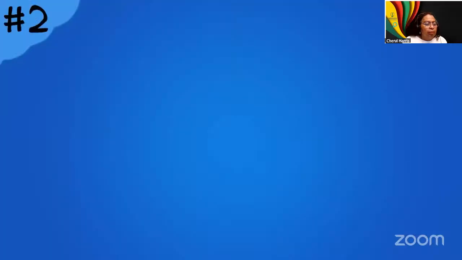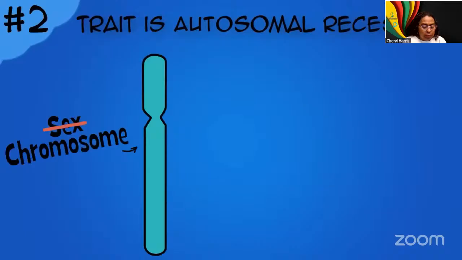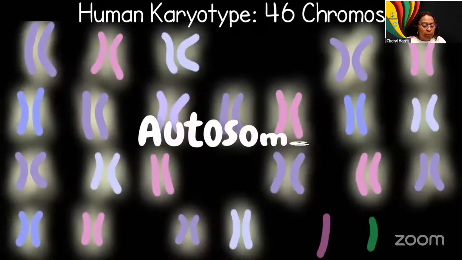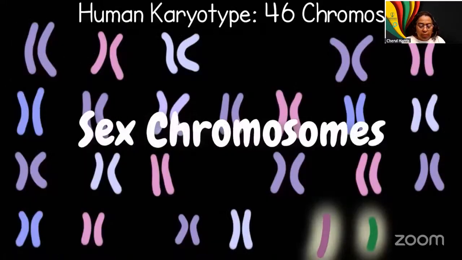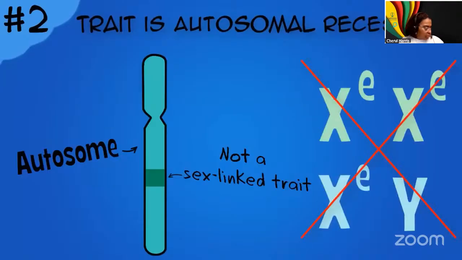Now, fact number 2 about this trait is that it is an autosomal recessive trait. Just a reminder that autosomal means a chromosome that is not a sex chromosome. In human body cells, there are 46 chromosomes. The first 44, 22 pairs, are autosomes. The last 2, 1 pair, are sex chromosomes. So this trait is not sex-linked since it is autosomal, and that means it does not need to be written as coefficients on the sex chromosomes.